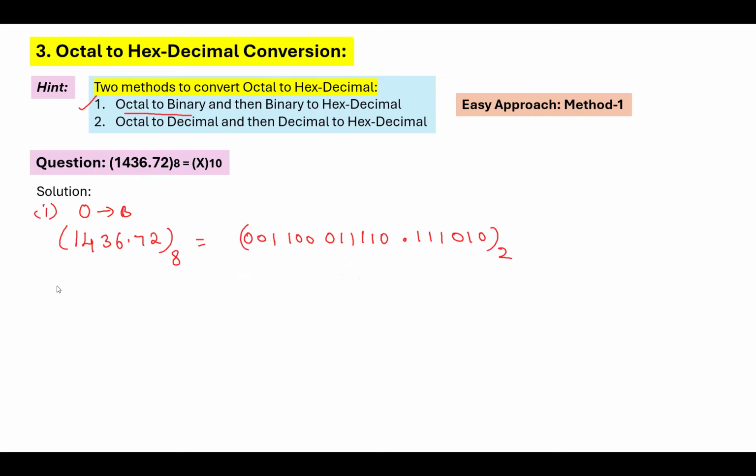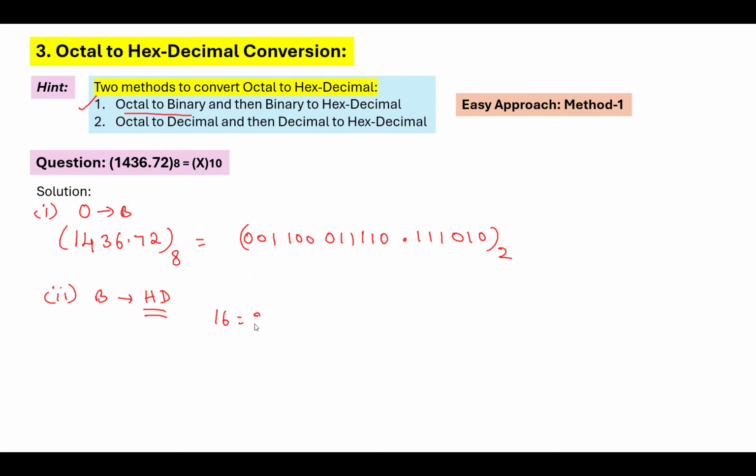This is the first part. The second part is to convert this binary into hexadecimal. To convert this binary into hexadecimal, we should split this binary into groups of 4 bits each, because hexadecimal means 16.